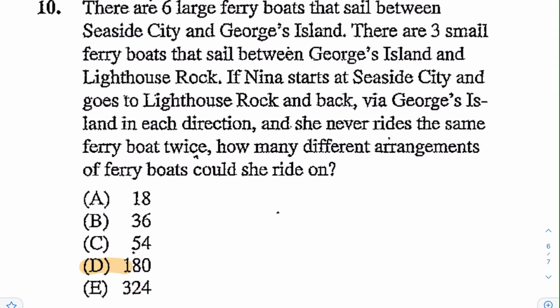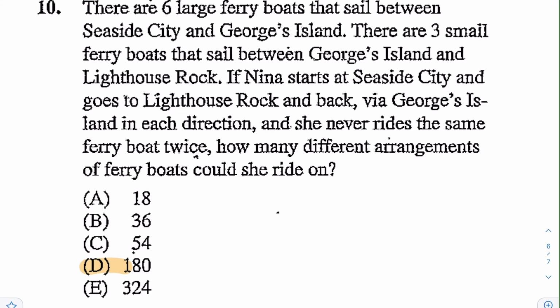All right, next for number 10. There are 6 large ferry boats that sail between Seaside City and George's Island. There are 3 small ferry boats that sail between George's Island and Lighthouse Rock. If Nina starts at Seaside City, goes to Lighthouse Rock and back via George's Island in each direction, and she never rides in the same ferry boat twice, how many different arrangements of ferry boats could she ride on?